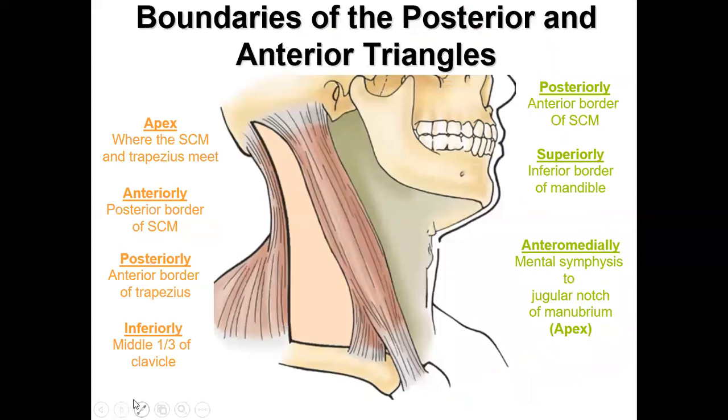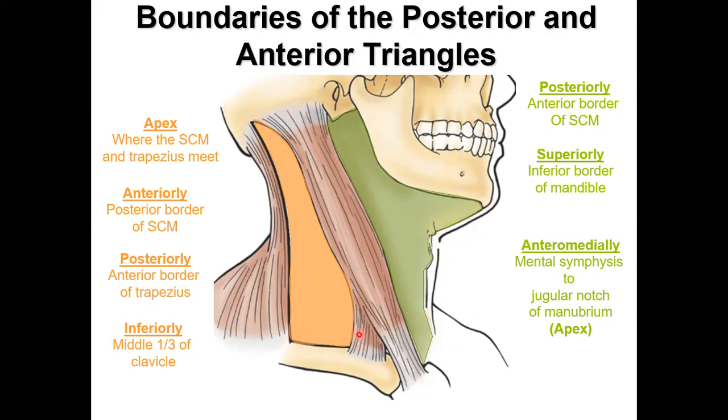Okay, so when it comes to borders, you're going to need to know the borders of the anterior and posterior triangles. So I'm just going to go ahead and click through the animations. So here's your anterior triangle, here's your posterior triangle. And you can see how your anterior triangle is bordered by the anterior border of your sternocleidomastoid, the inferior border of your mandible, and then this imaginary midline of the neck, which we draw from the apex of the chin all the way down to the jugular notch. So this apex of the chin is called the mental symphysis.